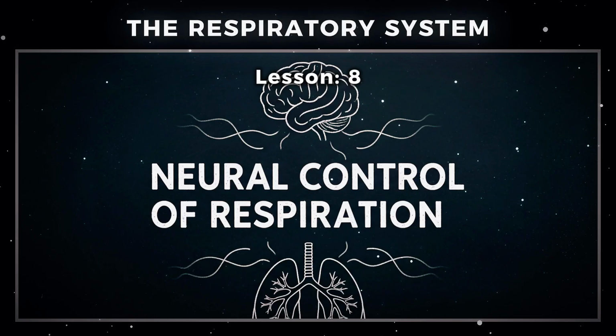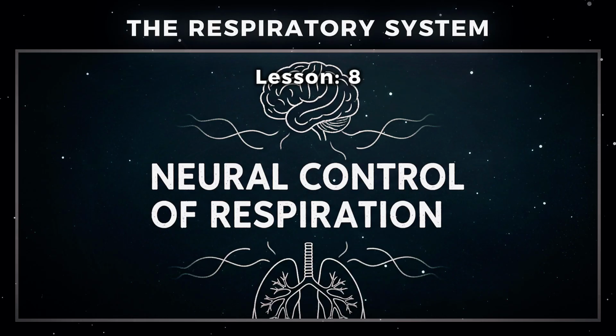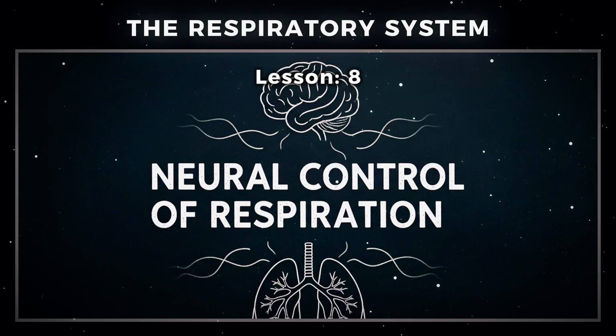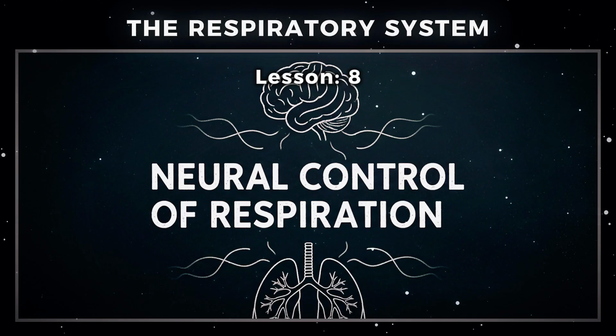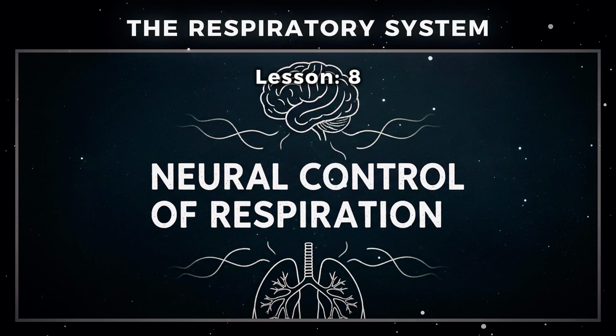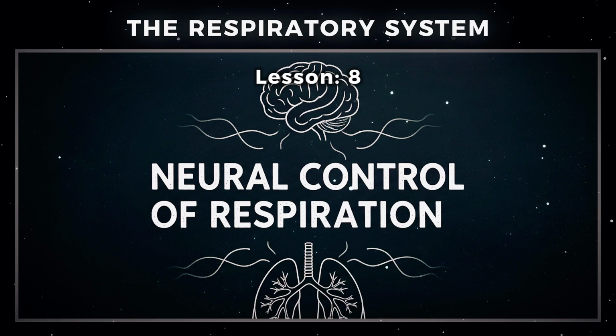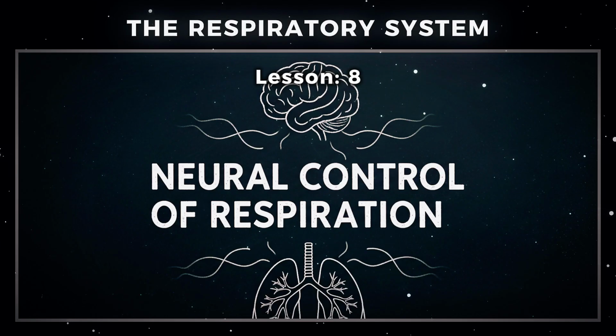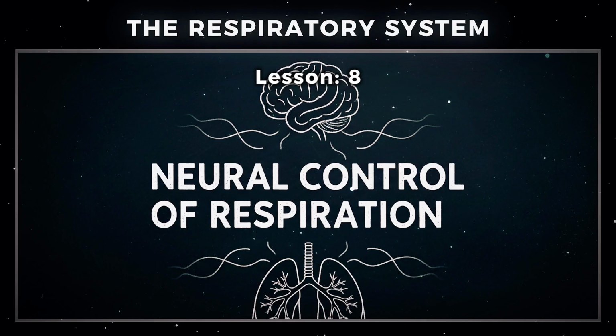Think of the medulla as the drummer setting the beat, and the pons as the conductor ensuring the melody is graceful and perfectly timed. However, a rhythm is only useful if it can change to meet the body's demands. This is where the sensory feedback loop comes in.